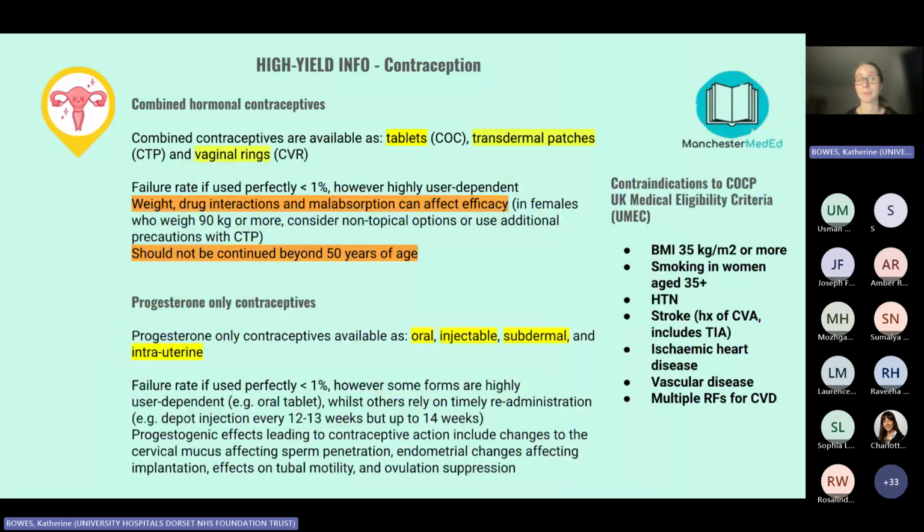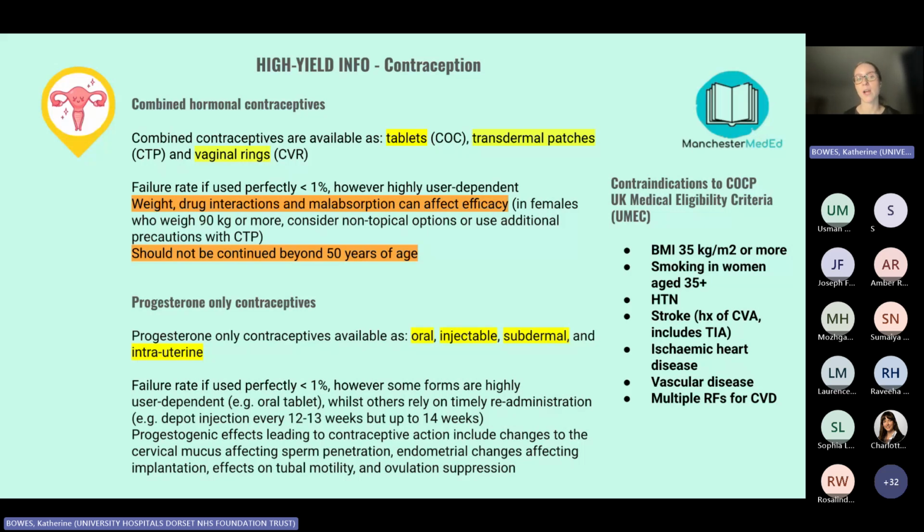So let's just get going. So, just an overview of contraception. We've got our combined hormonal contraceptives. Now, I think most commonly we think these come in tablets, and that is by far most common, but you can also use transdermal patches and vaginal rings. If these are used perfectly, then their failure rate is less than 1%, but they're highly user dependent, as I'm sure you can imagine.